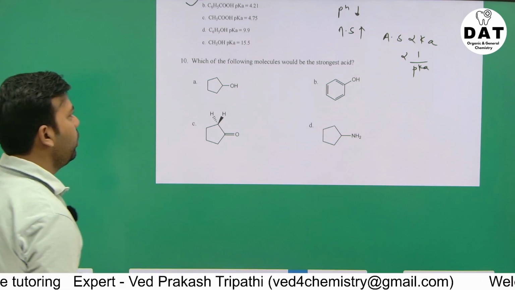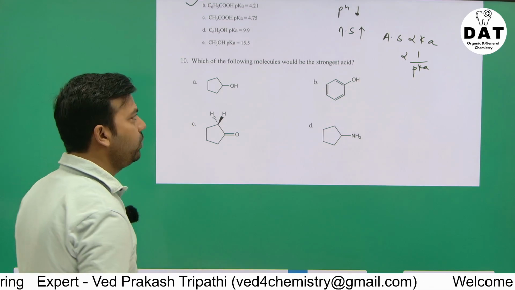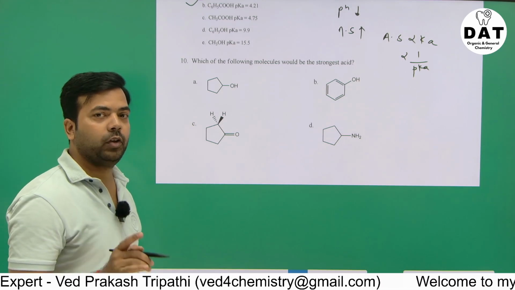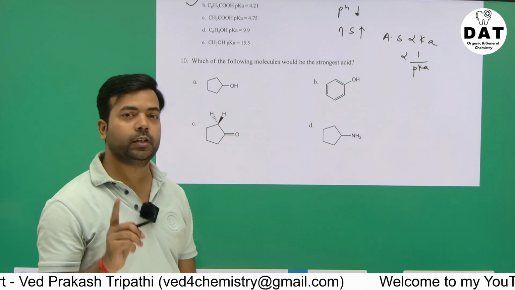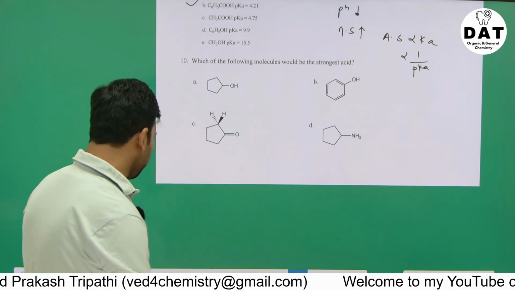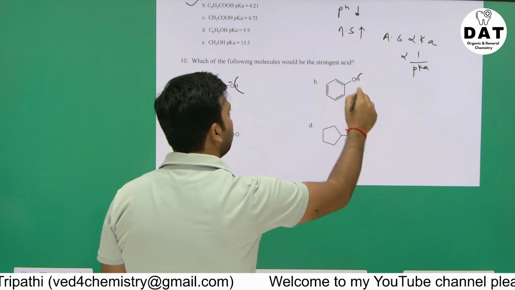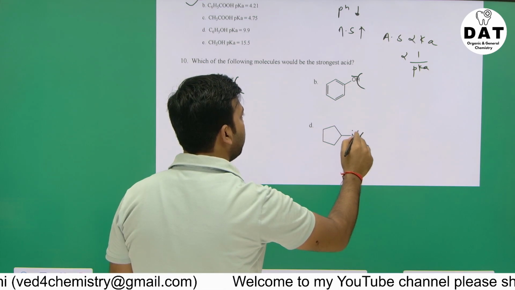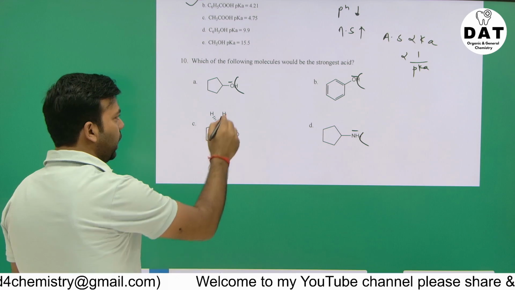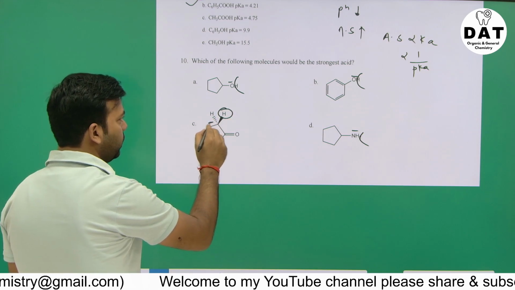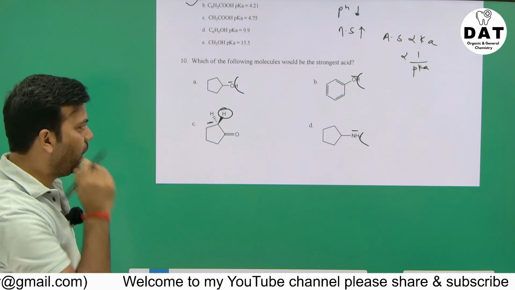Which of the following molecules would be the strong acid? So again remove the hydrogen. Whenever you are going to apply CARDIO, always form your conjugate base. So conjugate base means here this hydrogen leaves, so O minus, here this hydrogen O minus, here another hydrogen, then this one, and this hydrogen leaves, so there is a negative here. Clear? Now apply the charge effect.